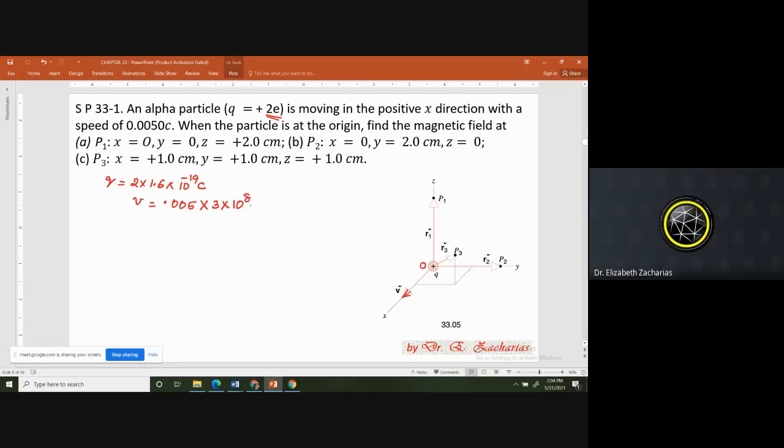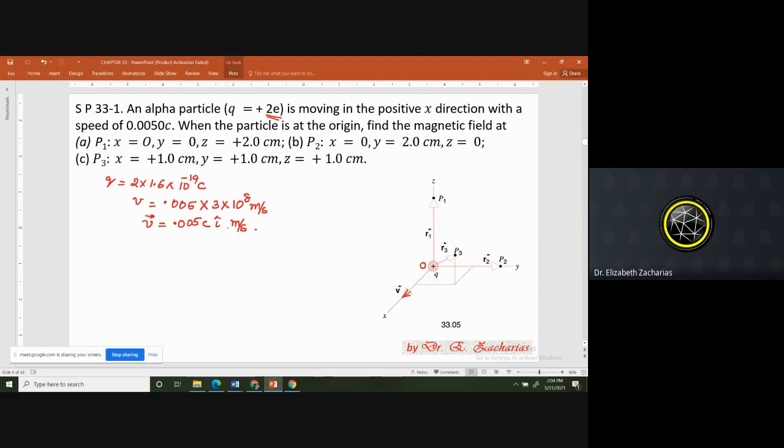8 meter per second. Okay. So that's the velocity with which it is moving, and it is moving along the x-axis. So I can simply say that my v vector is 0.005 c along the I cap direction meter per second. I'm writing it as a vector.